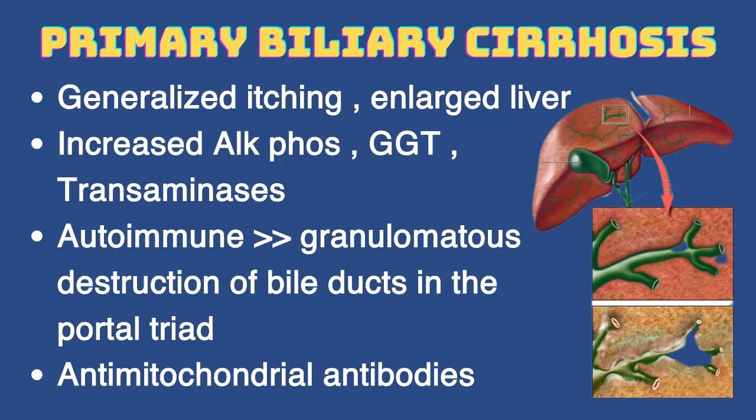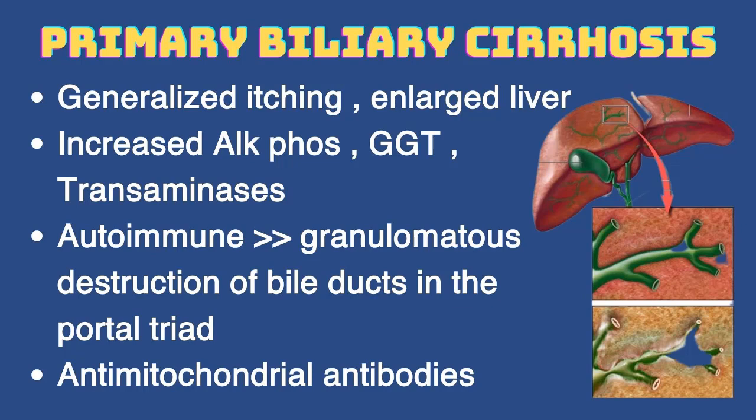So we've got a woman with generalized itching and a big liver. She's got liver enzymes that are obstructive-type enzymes. She's not jaundiced. What do you think she's got? Primary biliary cirrhosis. Now, just like you, you're wondering, why isn't she jaundiced?